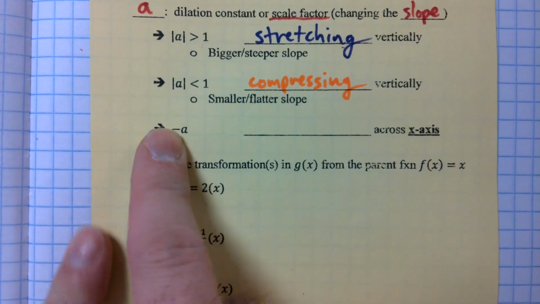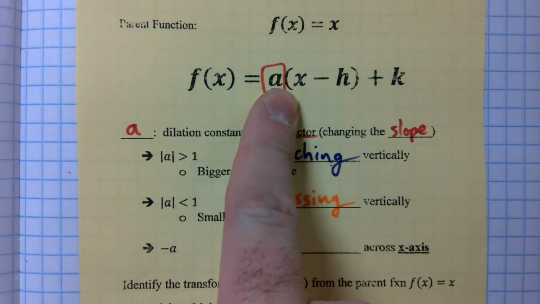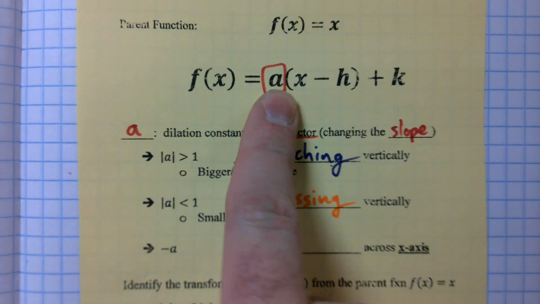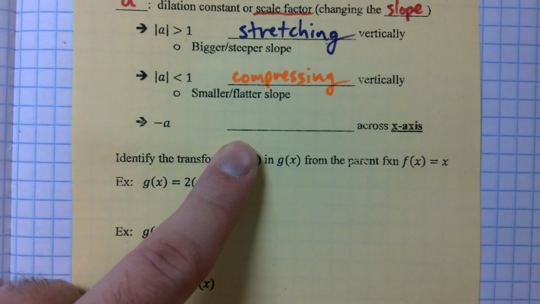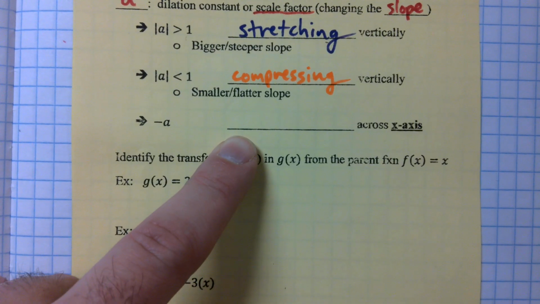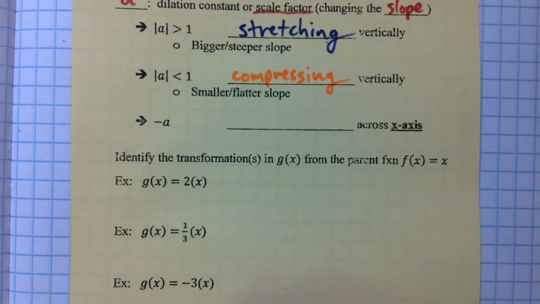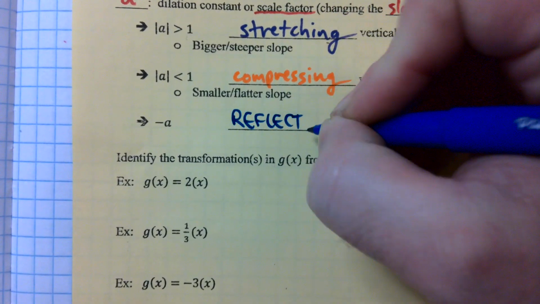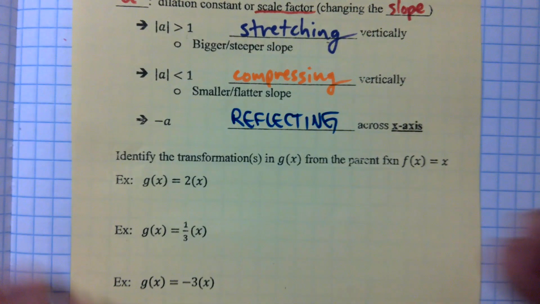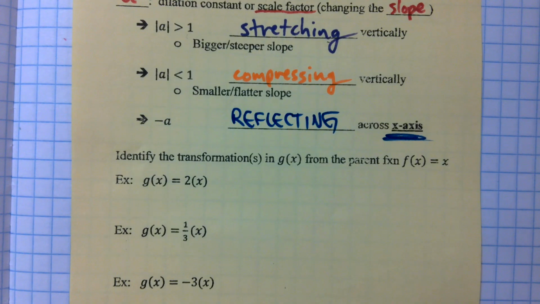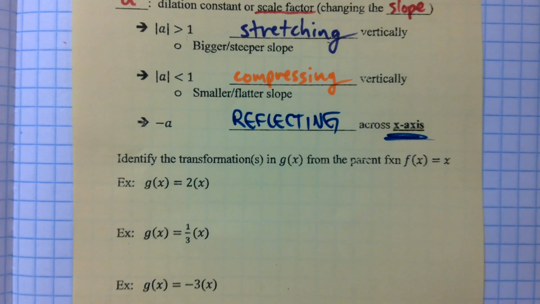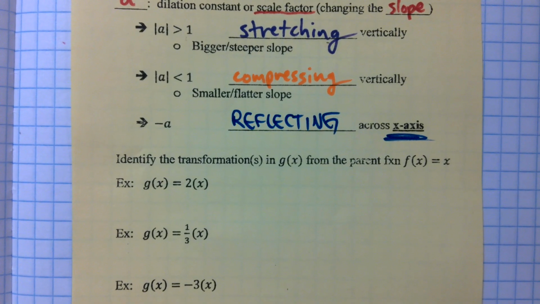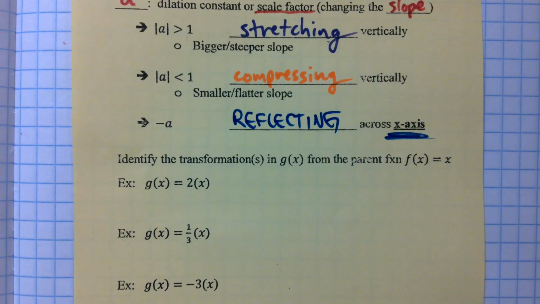If my a is negative, if I see a coefficient out in front that is negative, what that means is that I'm reflecting across the x-axis, along with potentially a stretch or compression. Okay?